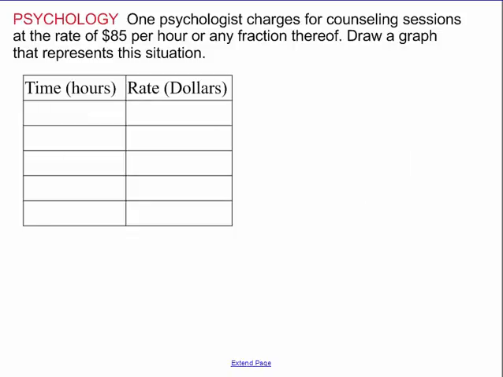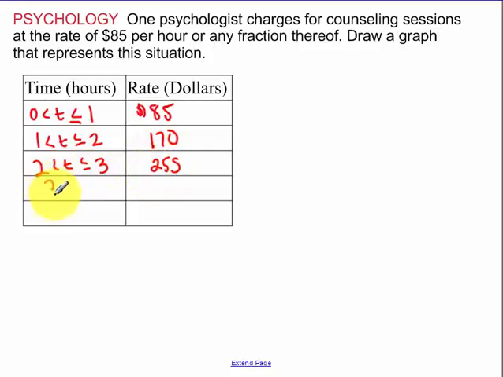Step functions, there are a lot of applications of step functions. A psychologist charges for counseling sessions a rate of $85 or a fraction thereof. So from 0 to inclusive of 1 hour, I'm going to be charged $85. From 1, even if it's a minute over, all the way to 2 hours, they're going to charge me twice that. They're going to charge me for 2 hours. Anywhere from 2 to 3, we're going to be charged for 3 hours.